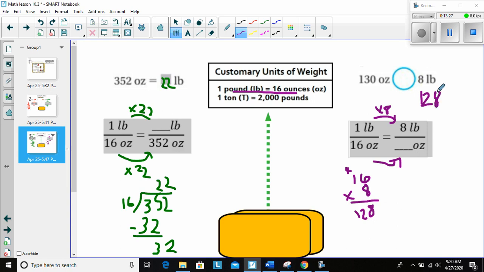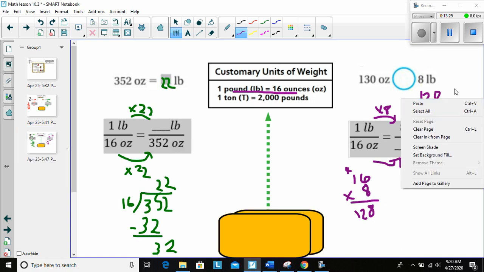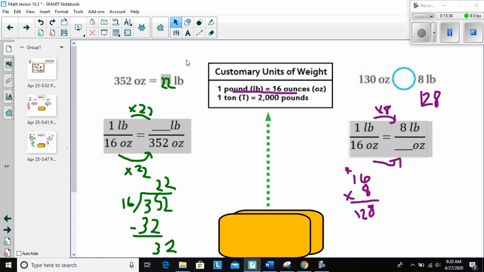128 ounces. Silly toolbar. Nope, doesn't want me. All right. Can I do it? Yeah, okay. Ounces.